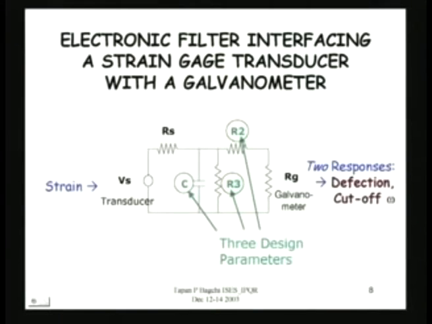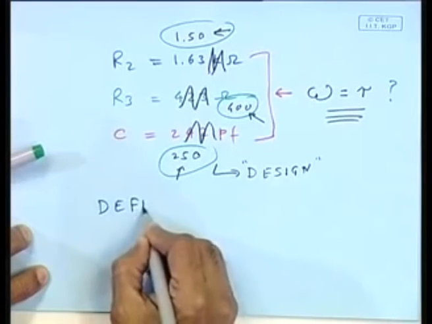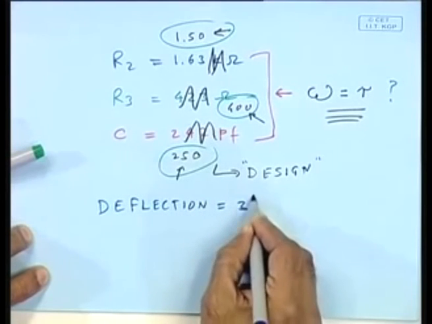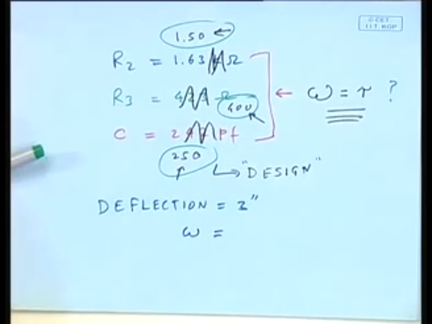We again go back to the slides there, and I've got now two responses. One is, of course, the deflection. That's on the galvanometer. I've got to have a certain amount of deflection. That's given to me as 3 inches. That's specified. So I've got one target that says deflection equal to 3 inches. And then I've got cutoff frequency that also has been specified to me, and we'll find out in a minute what that is.